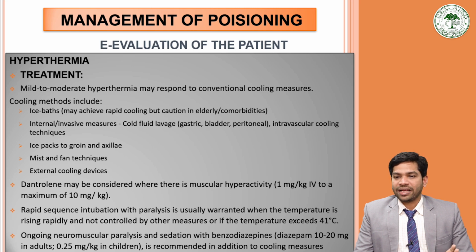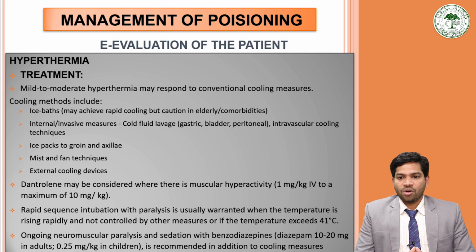In patients with hyperpyrexia, monitor renal function and creatine kinase activity. Ensure adequate hydration and monitor urine output carefully. Severe hyperthermia carries a high risk of mortality, so aggressive intervention is recommended. Rapid sequence intubation with paralysis is usually warranted when the temperature is rising rapidly and not controlled by the other measures, or if the temperature exceeds 41 degrees Celsius.